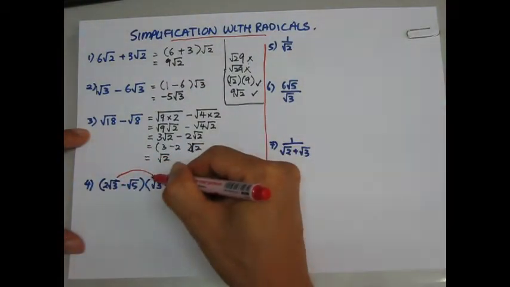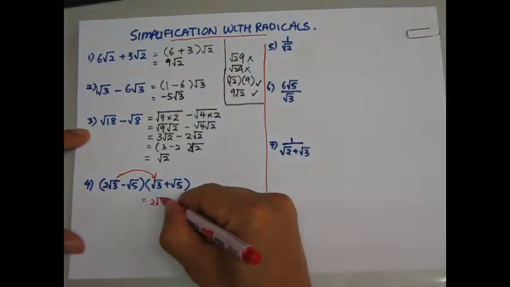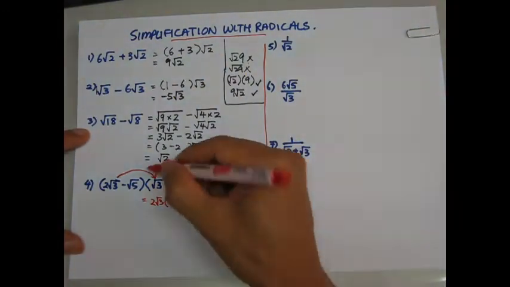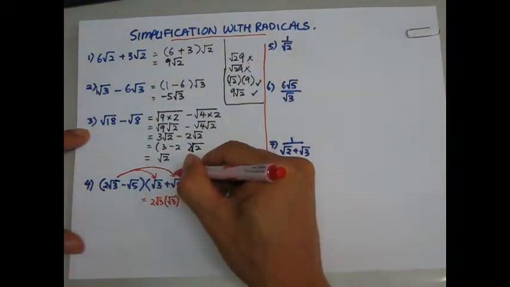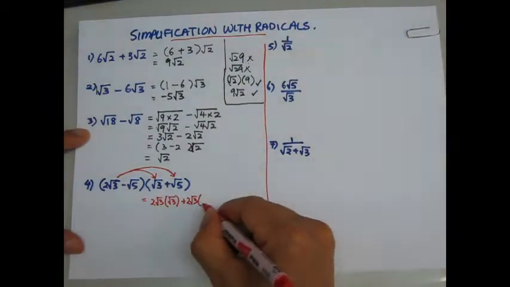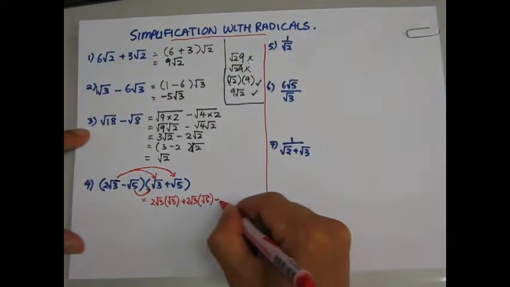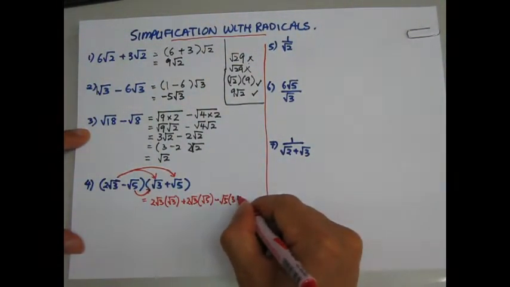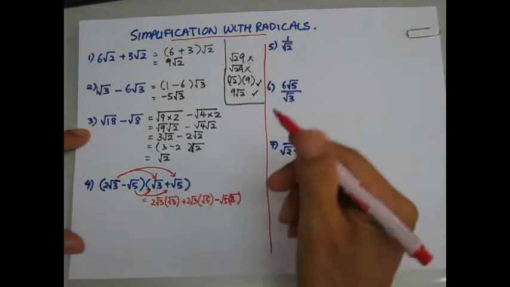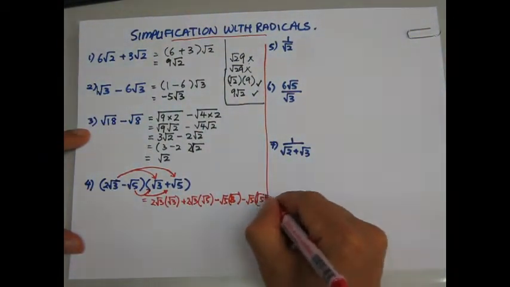Alright, 4. I would have to expand this term by term, for example. The first term times that gives me 2 square root of 3 times square root of 3. I'm using a bracket. And then that 2 times square root of 3 times square root of 5, plus 2 times square root of 3 bracket square root of 5. And then next, negative 5 times square root of 3, minus square root of 5 times square root of 3. And then this minus 5 times 5, minus square root of 5 times square root of 5, here bracket.